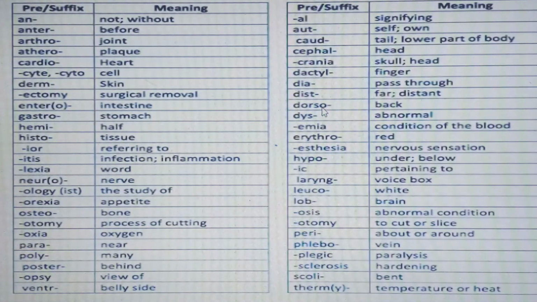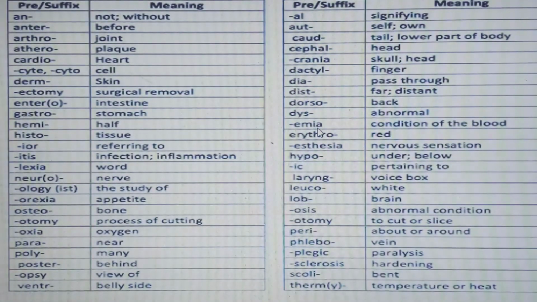Dia means to pass through, dist has to do with distant, and dorsal has to do with the back. Dys means abnormal. Emia has to do with blood, so for instance anemia, we have reduced blood or blood cells. Erythro has to do with red, so erythrocyte is a red cell. Esthesia has to do with sensation, as in paresthesia. We will actually be seeing all these.